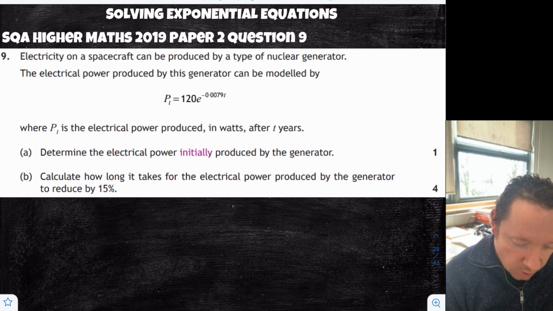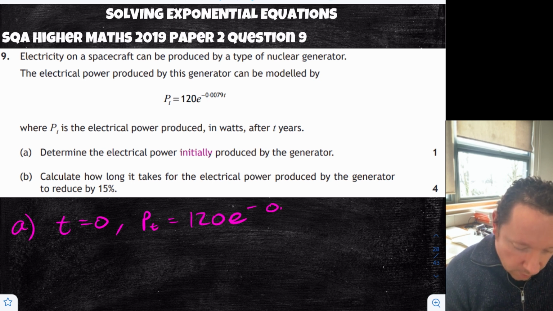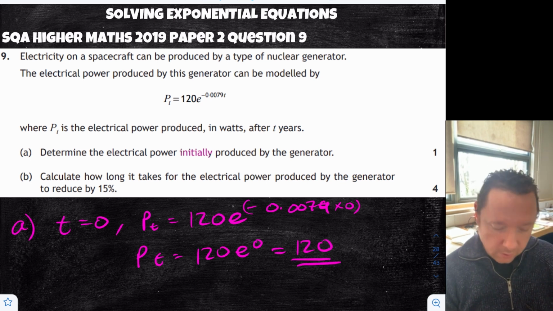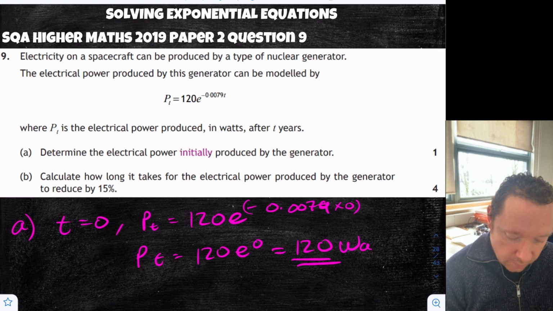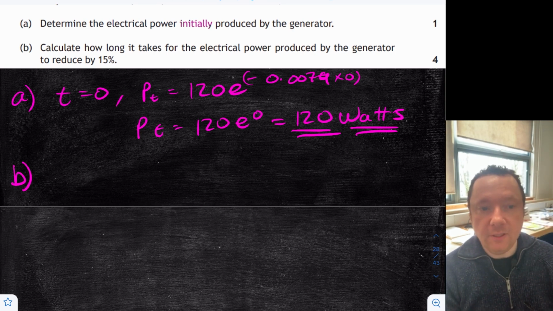So if it's initially produced by the generator, that means part A, when t equals 0, P(t) equals 120 e to the minus 0.0079 times 0. Well, that gives you P(t) equals 120 e to the power of 0, which is 120, because e to the power of 0 is 1. So we're done there. We could put the units in just to be clear. Watts.